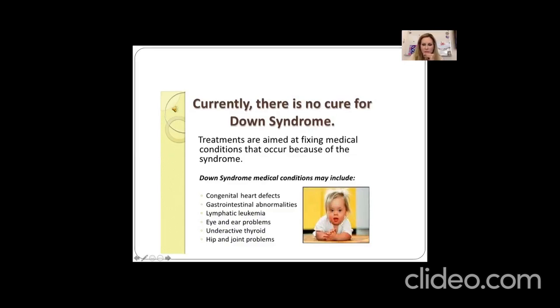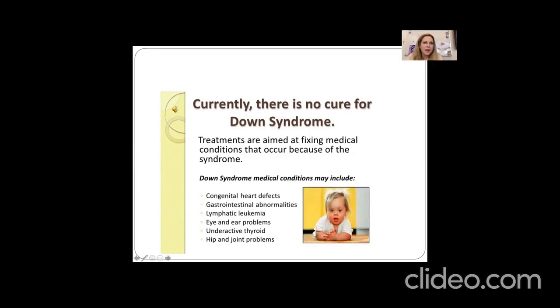Now everyone's frozen. Okay. So I'll just take a minute. So 3 copies of chromosome 21, cognitive and intellectual disability, and lots of other medical conditions. So that's all you really needed to write down.